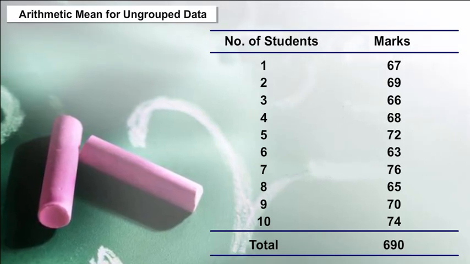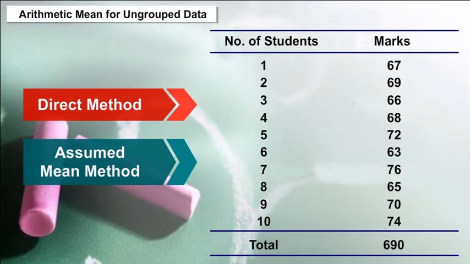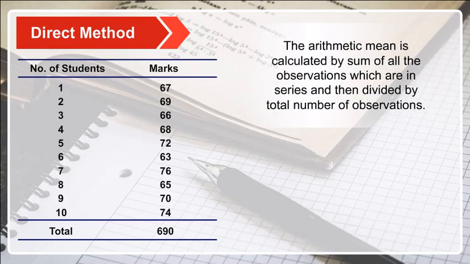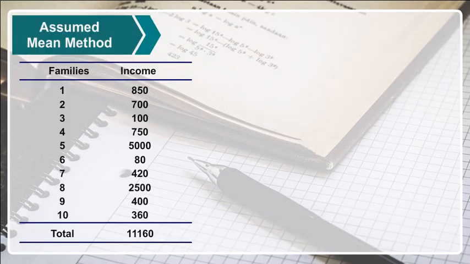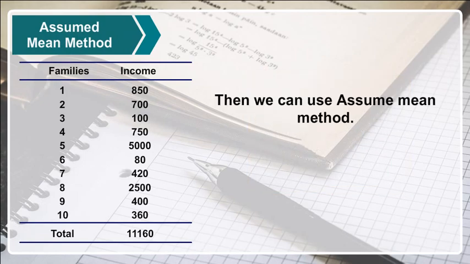We use the following methods to measure arithmetic mean for ungrouped data. Direct method. The arithmetic mean is calculated by taking the sum of all the observations in the series and then dividing by the total number of observations. Assumed mean method. This method is used when we have to calculate the mean from a large set of data and there are large numerical observations.